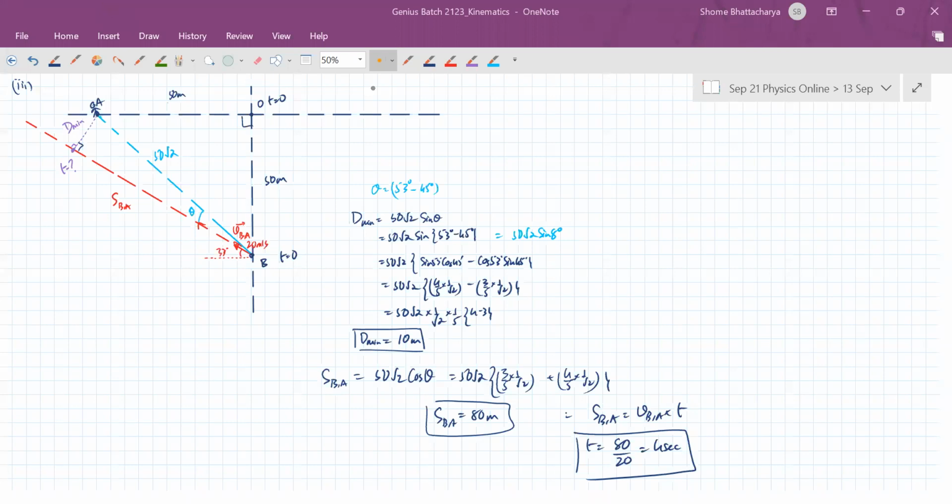So in this method, we are using B's motion relative to A.